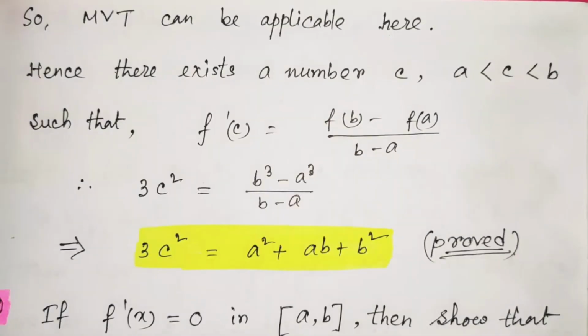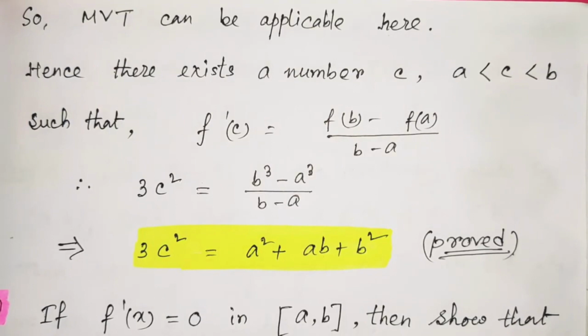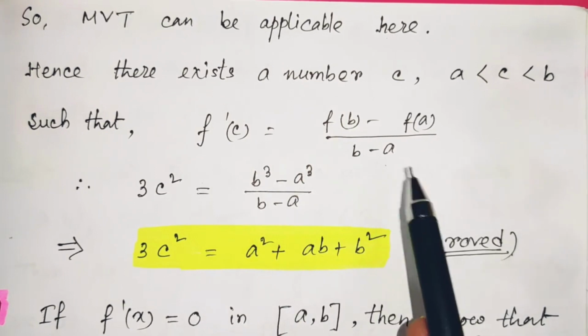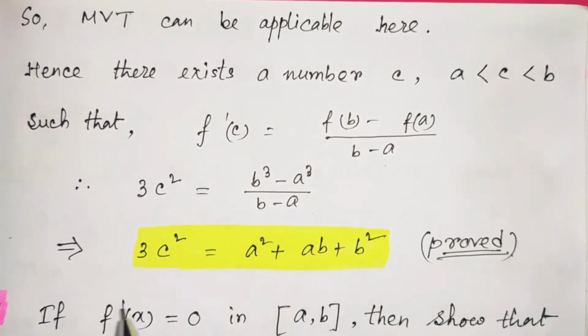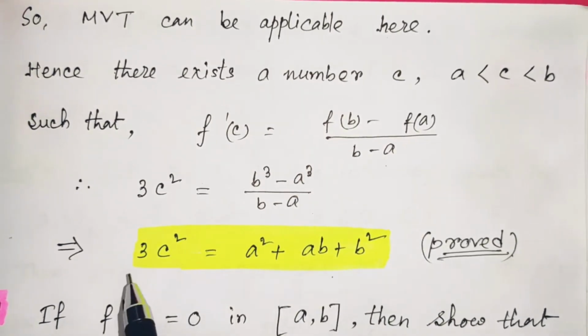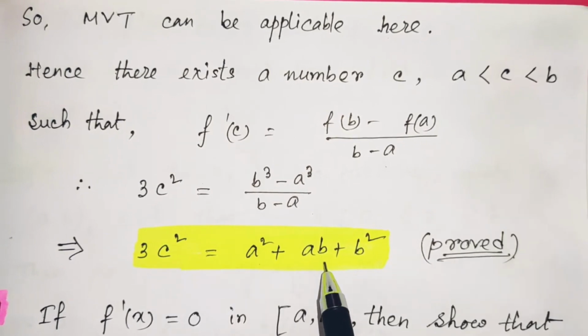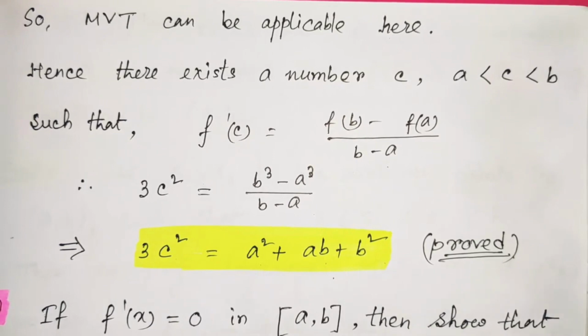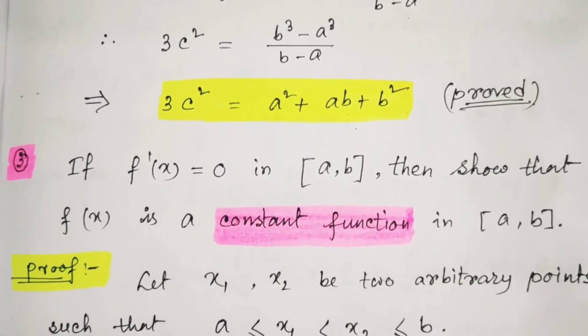Now we can apply the mean value theorem here. So if we apply the mean value theorem, then this is the formula, and if we substitute all and simplify, then we will get a square plus ab plus b square is equal to 3c square, which is our required proof. Hence the proof. Now one more question let us do.